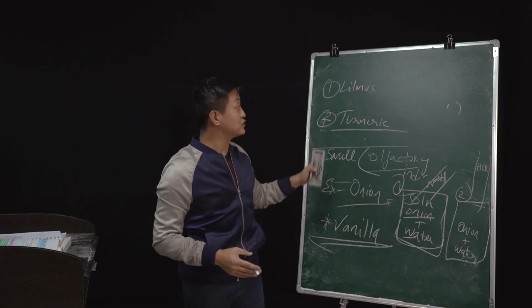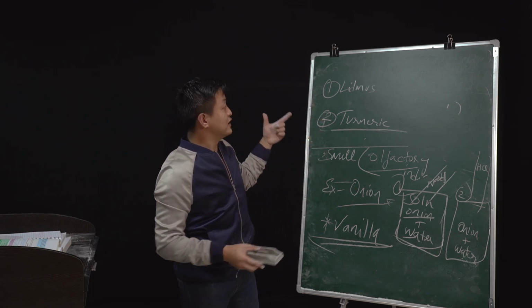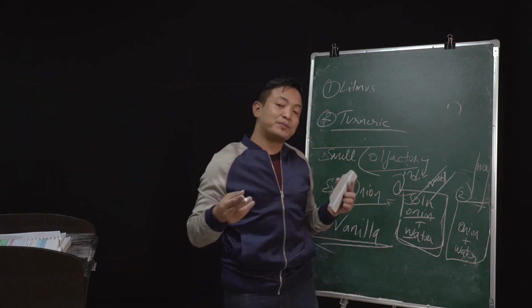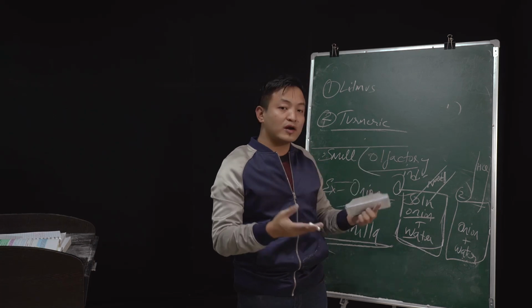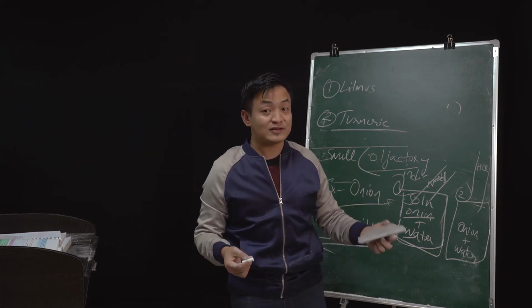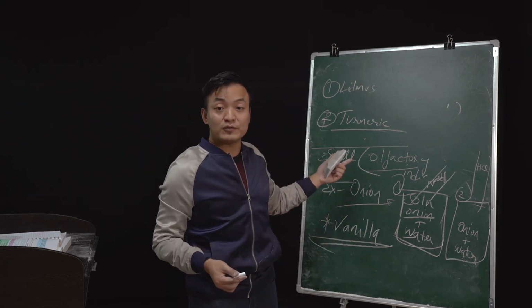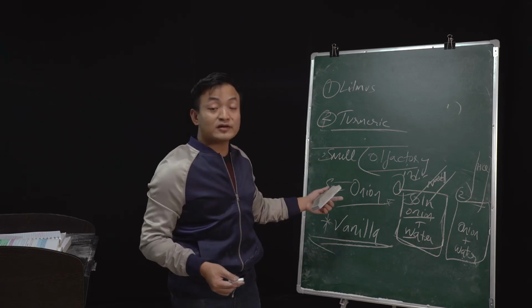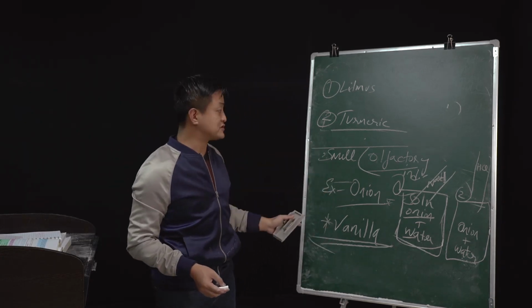We get them naturally. Litmus is also obtained naturally. The litmus paper is in a processed form, but where are we getting this litmus from? We are getting it naturally from a fungus, that is lichen. Turmeric is also naturally obtained. Onion is also a natural source. Vanilla too. These are all natural sources.